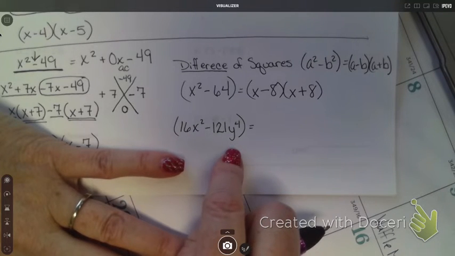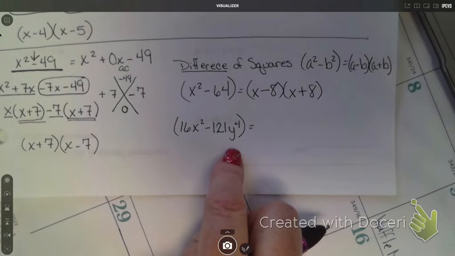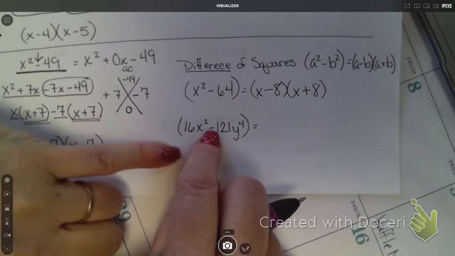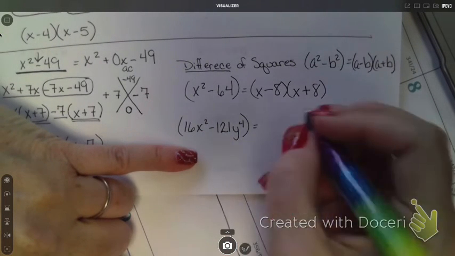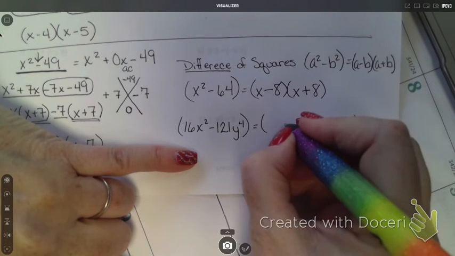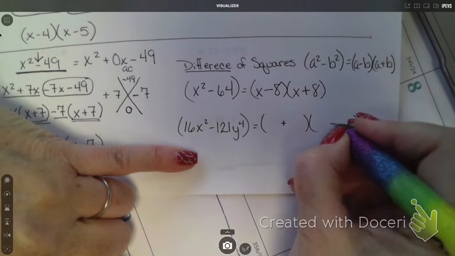Yes, it is, because any variable with an even exponent is a perfect square, since it'd be y squared times y squared. Same difference. So since it is, and I have a difference, can I do this? Yes. Okay, so give myself my parentheses. I can put a plus in one and a minus in the other.